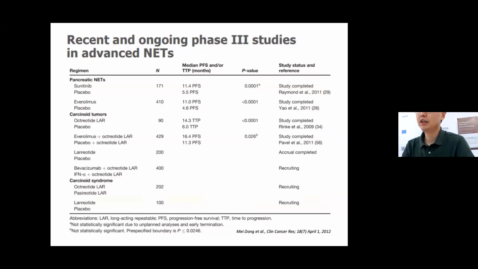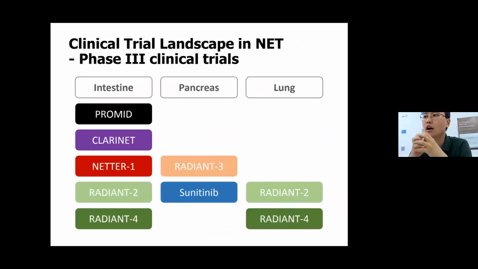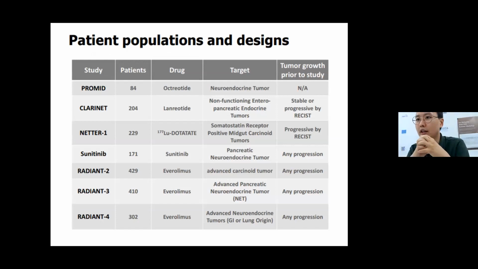There have been many studies, including ongoing phase 3 studies in advanced neuroendocrine tumors, and these are some of the landscape of neuroendocrine tumor phase 3 clinical trials. Most of these trials have now been completed and introduced into the clinical guidelines. To summarize, they use different kinds of drugs, such as somatostatin analogs or targeted drugs such as sunitinib or everolimus, for different targets.